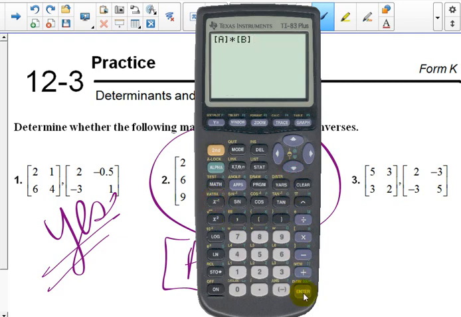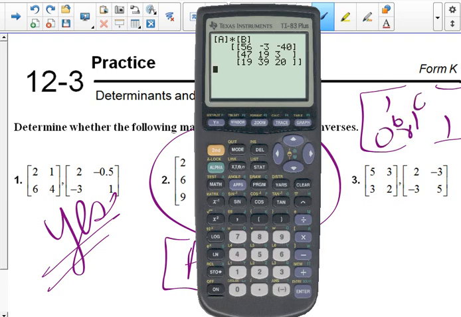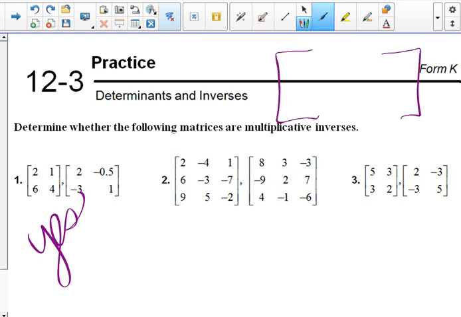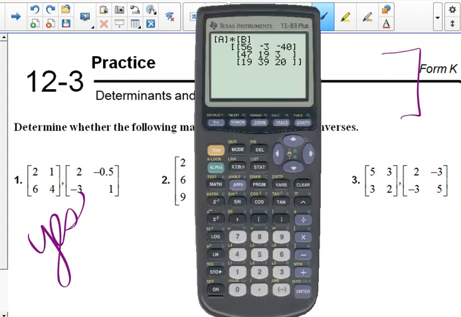And when you press enter, do you get an identity matrix? Do you have the diagonal ones with the zeros on each side? If you have an identity matrix, then you would go and check B times A.